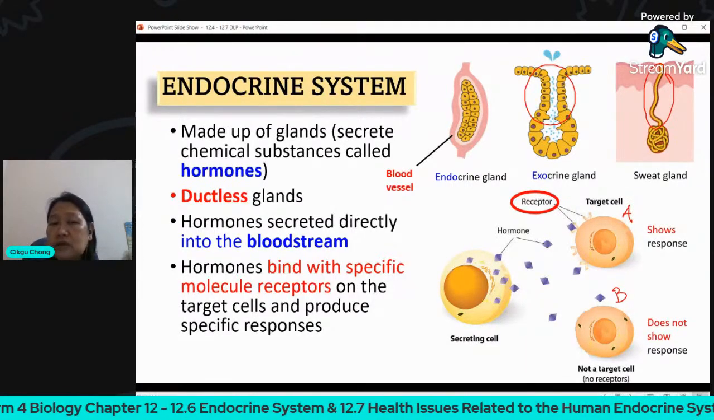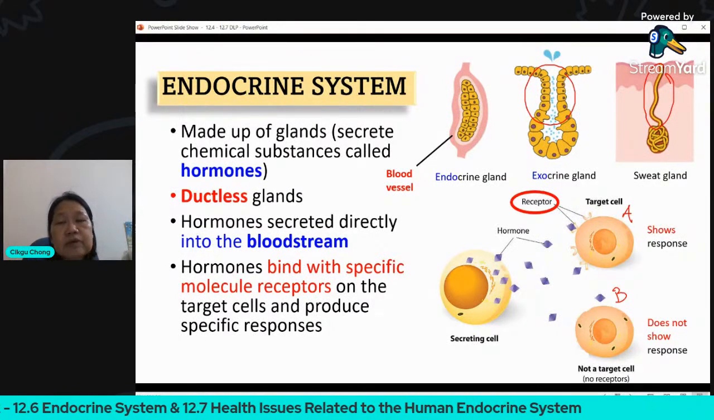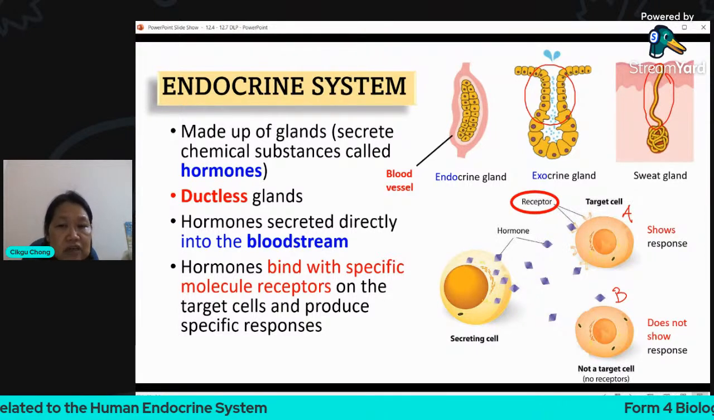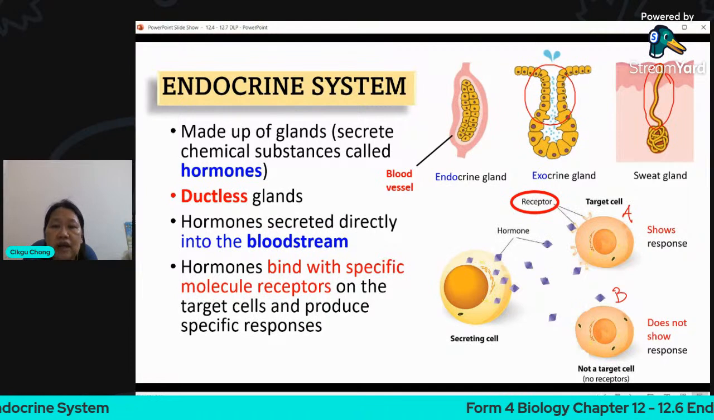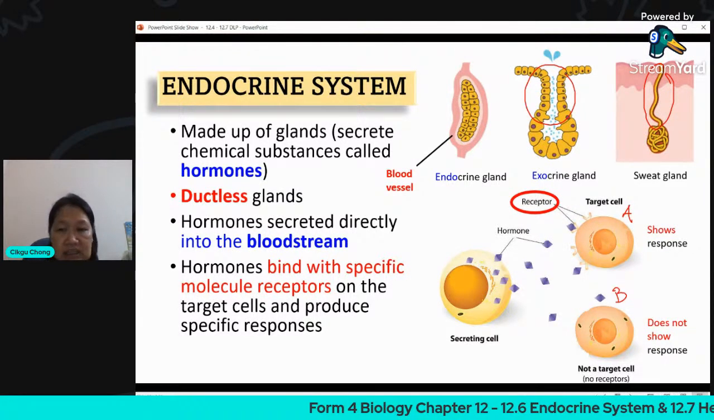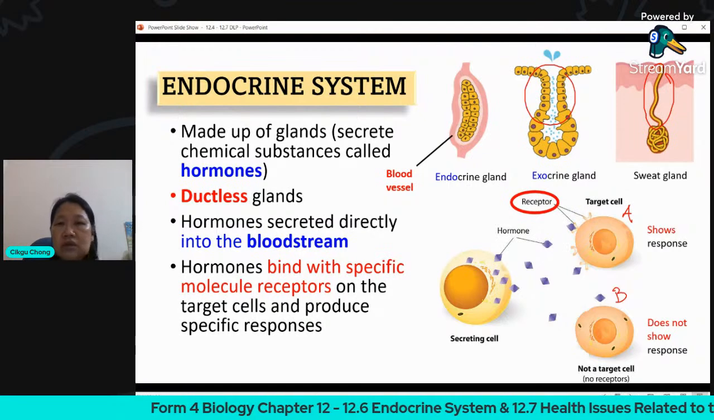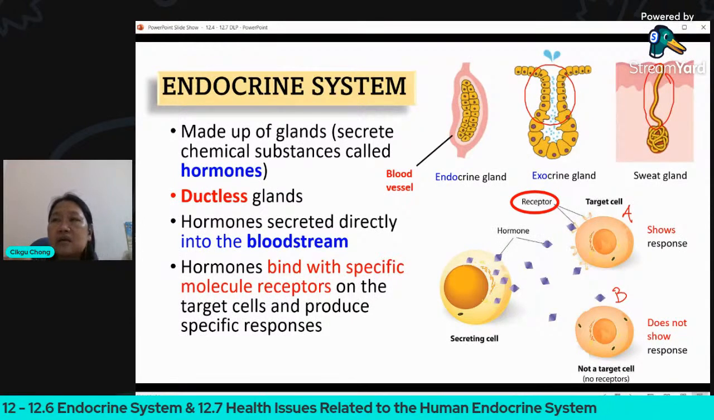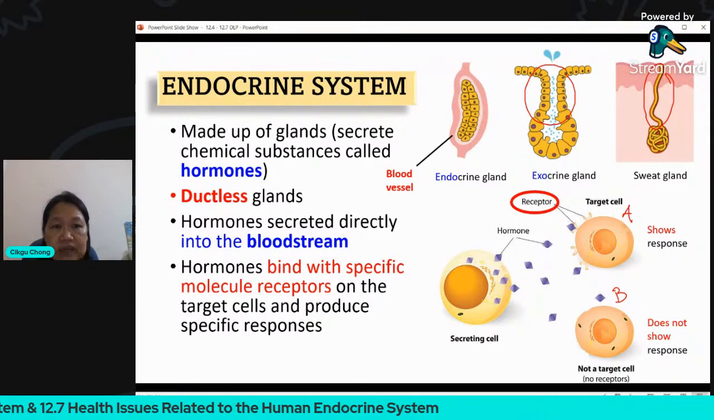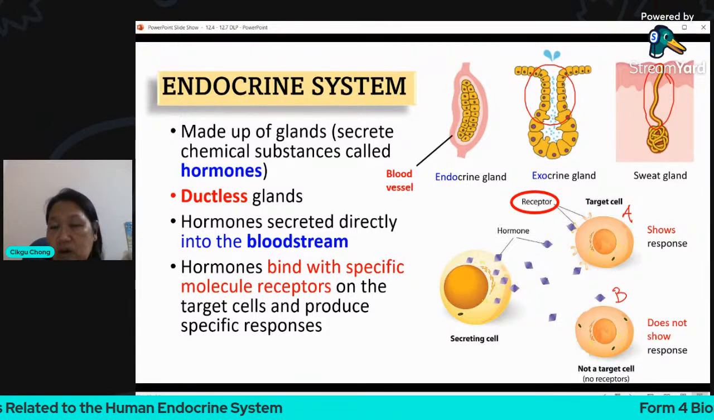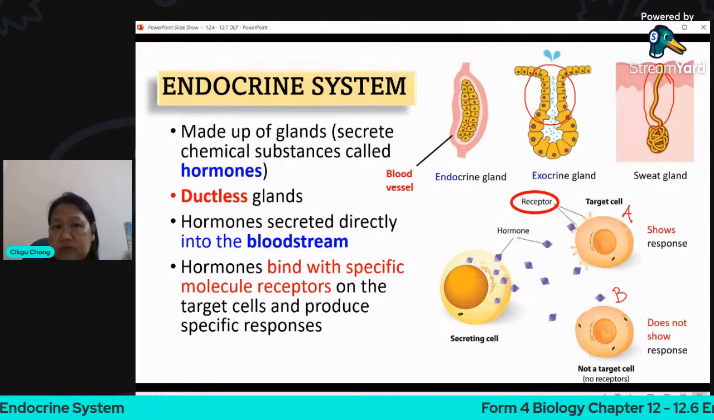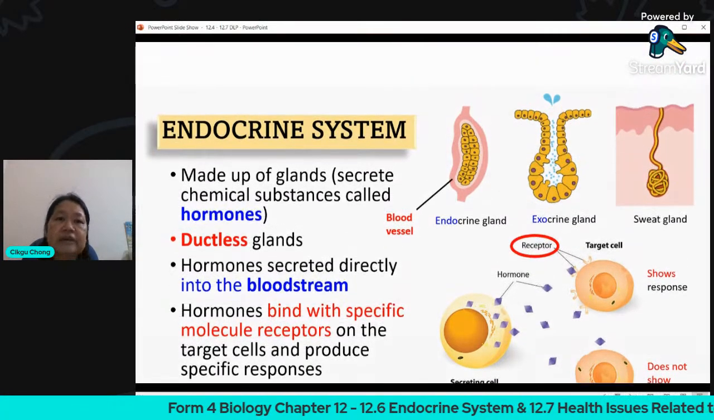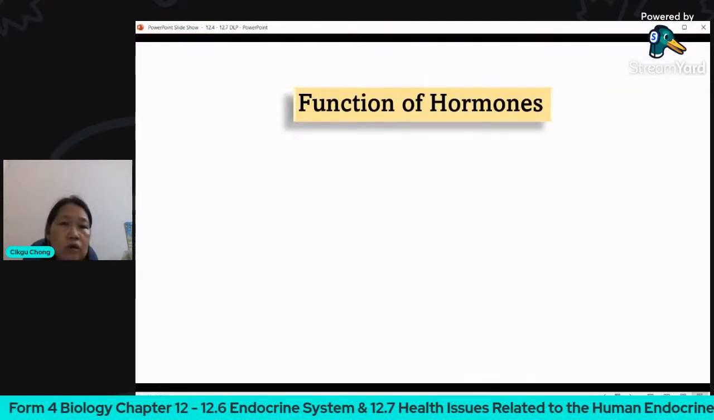One hormone might be able to stimulate or trigger a response in more than one cell if that cell has the receptor. It has to have the certain receptor. If it doesn't have the receptor, this cell will not respond to the hormone, which means the hormone will not have any effect on the cell. So you have specific cells that can produce a response to the hormone. Not every cell will give you the same response. They have specific targeted cells. Okay, function of hormones. So what do hormones do?